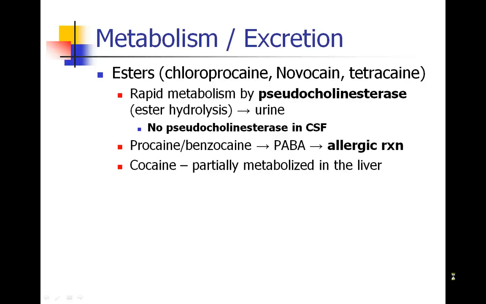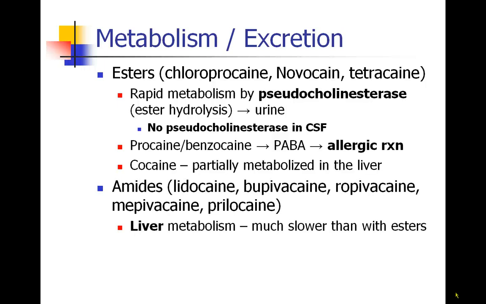There is no pseudocholinesterase in the CSF, which is why drugs like tetracaine can give a very long spinal anesthetic. But in the bloodstream, all of these drugs are metabolized very quickly, just like succinylcholine is. Procaine and benzocaine are metabolized into PABA, para-aminobenzoic acid, and this sometimes can cause an allergic reaction in people. And so when people are allergic to local anesthetics, they are much more likely to be allergic to the ester class of anesthetics than to the amide class. Finally, cocaine is also an ester local anesthetic, but it's unique in that it is partially metabolized in the liver.